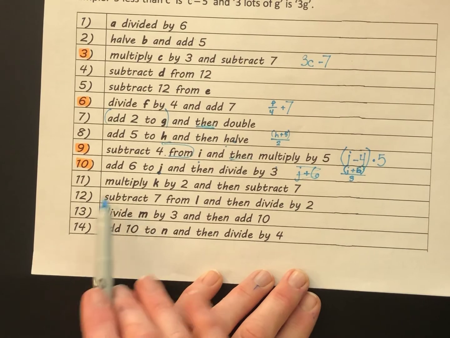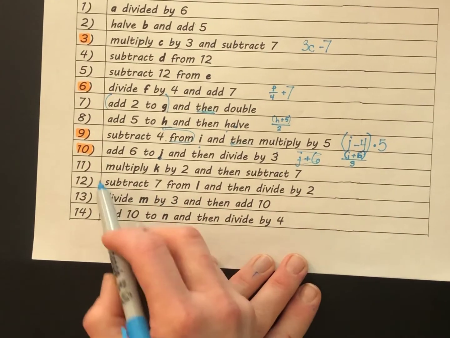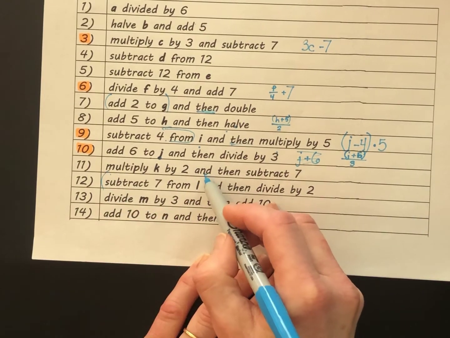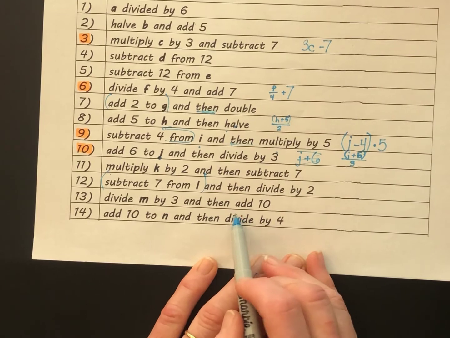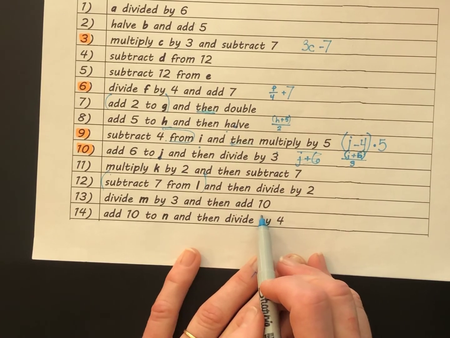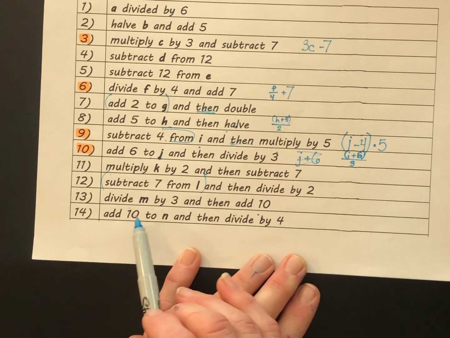Number 12 is similar. Subtract 7 from I and then divide by 2. So you have to do this first. Number 13, divide M by 3 and then add 10. Well, what do you do first anyway? You divide before you add. So you don't need parentheses.